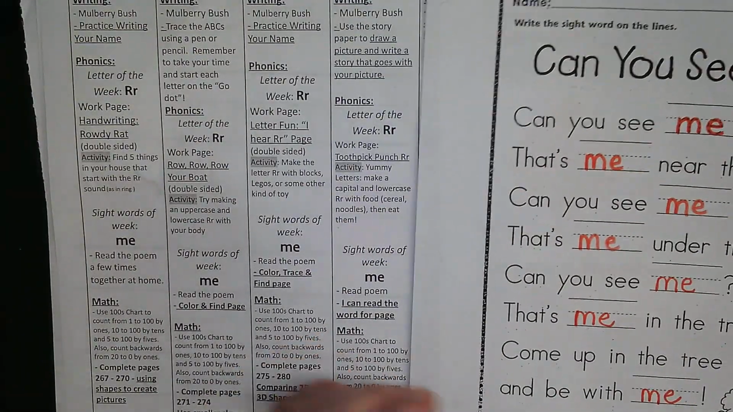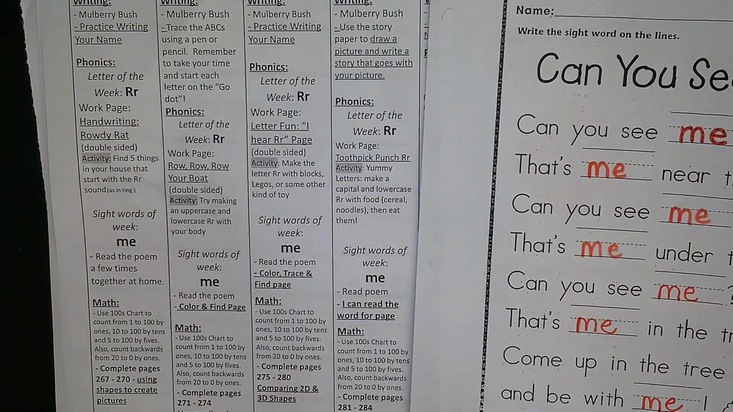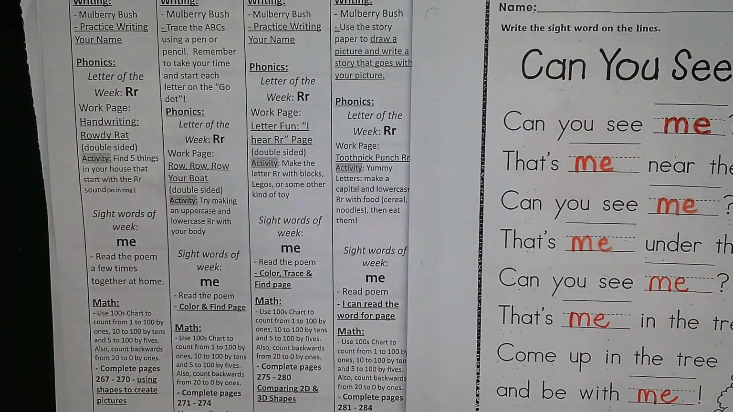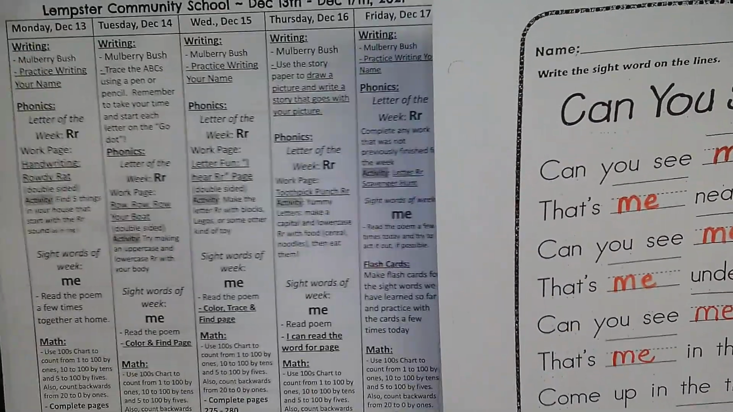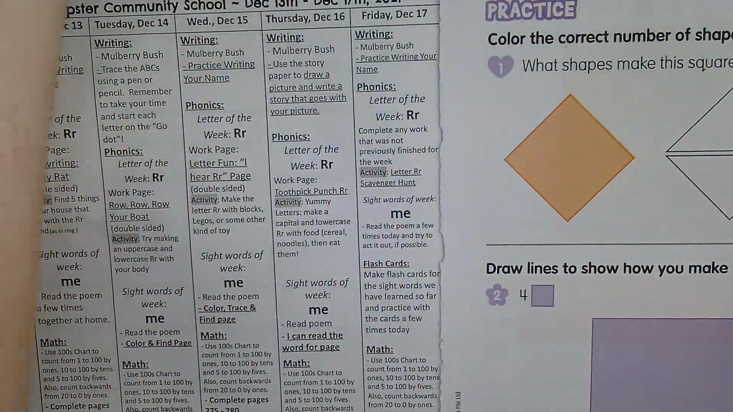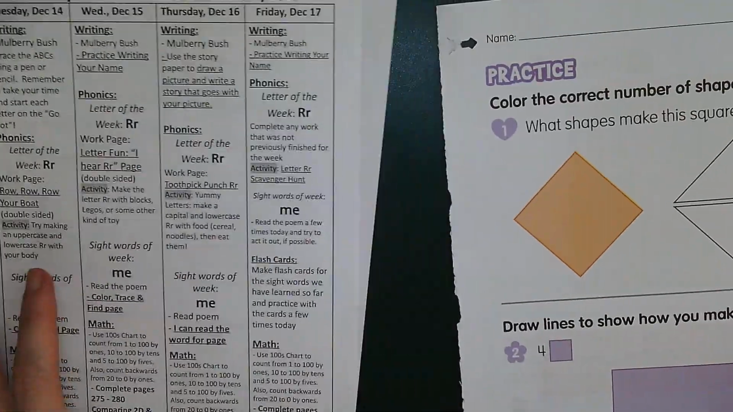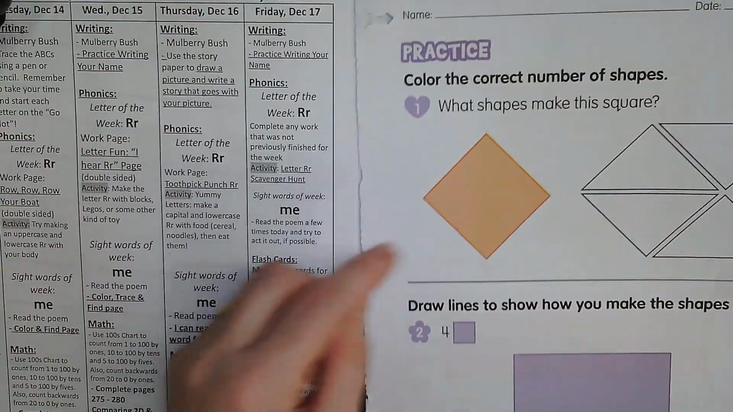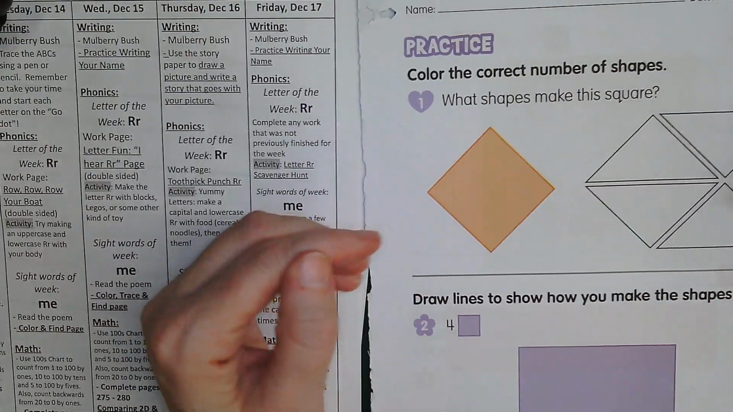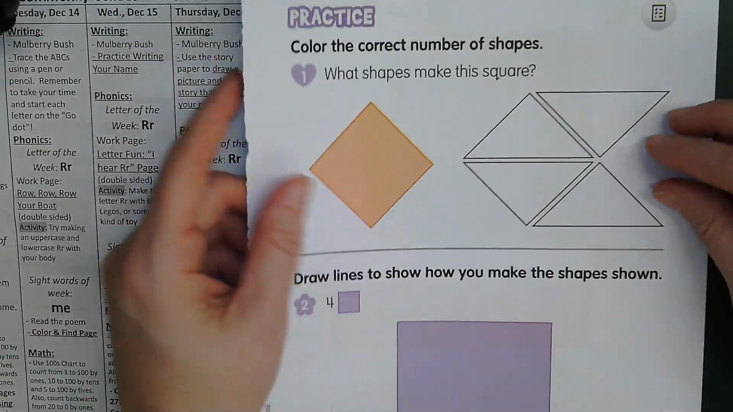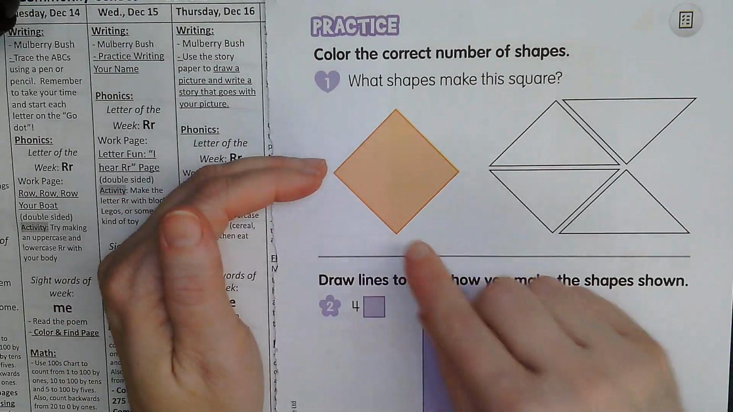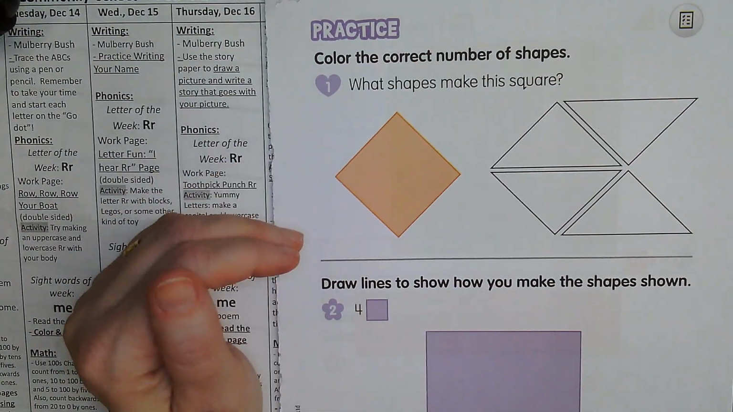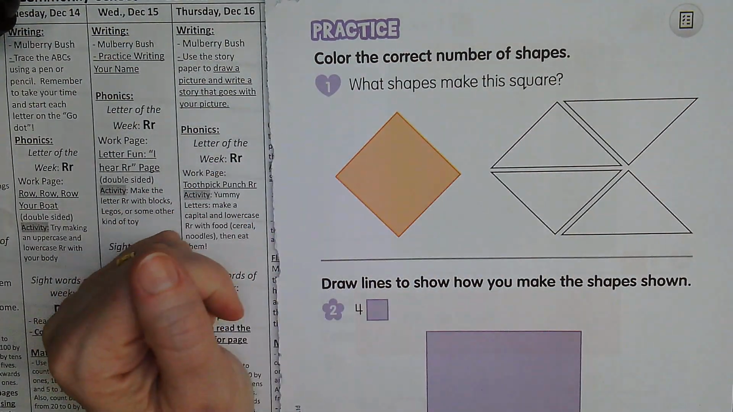Math, you're going to do your counting by ones, by tens, by fives to 100. You can use the links to watch the videos. And our math for today is going to be to use the correct number of shapes. So what shapes make this square? If you're looking at these shapes over here, how can you make this square? Color in the ones that you see that can make that square.